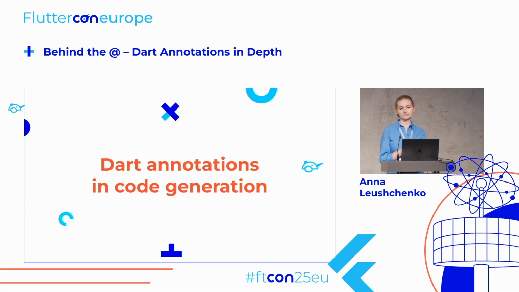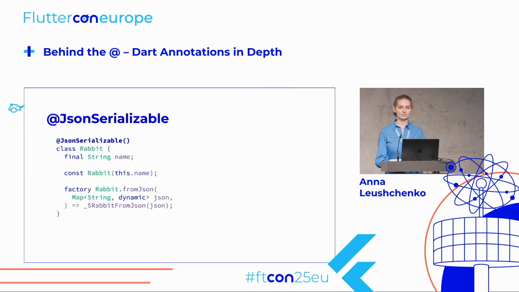Now, I would also like to point out the role of annotations in code generation. We are all probably used to using JSON serializable package to help us with JSON deserialization of API responses, and are used to writing a code like this. Here, the JSON serializable annotation is a critical part of the implementation, without which the code will not be generated. But also it is a part of the code documentation, thanks to which we can understand what code will be generated without actually reading through it.